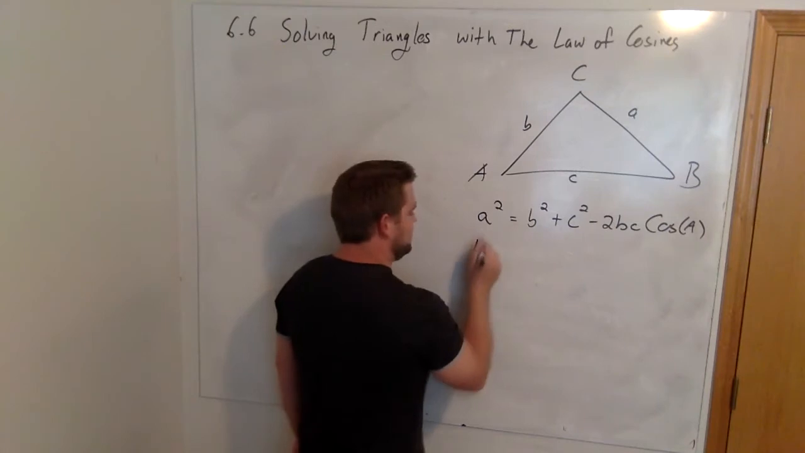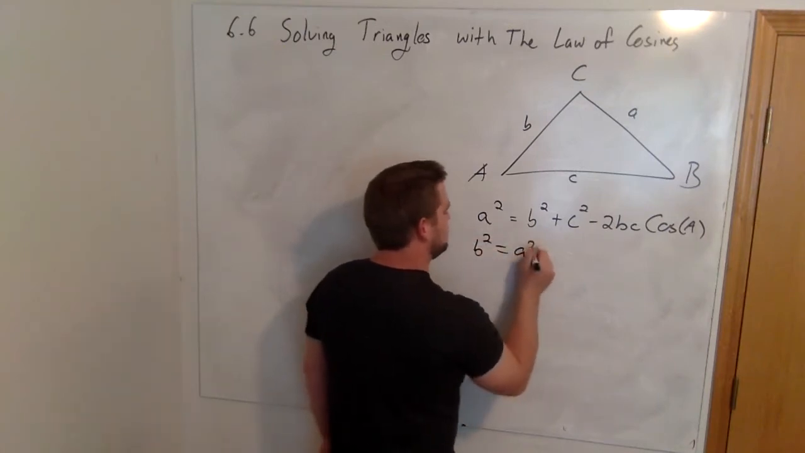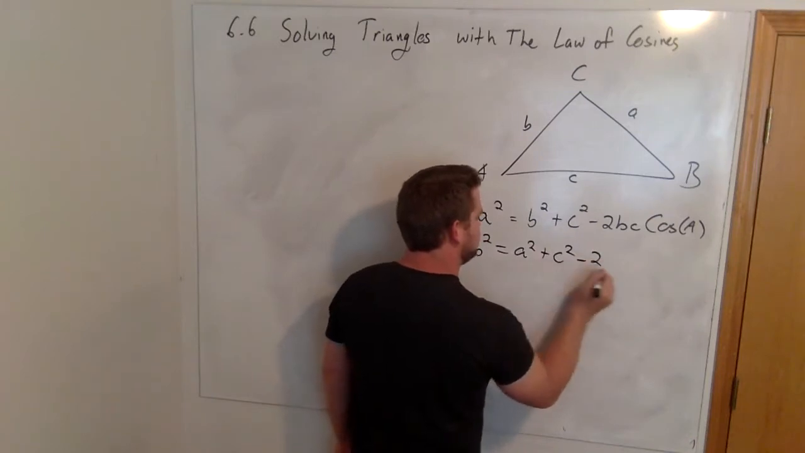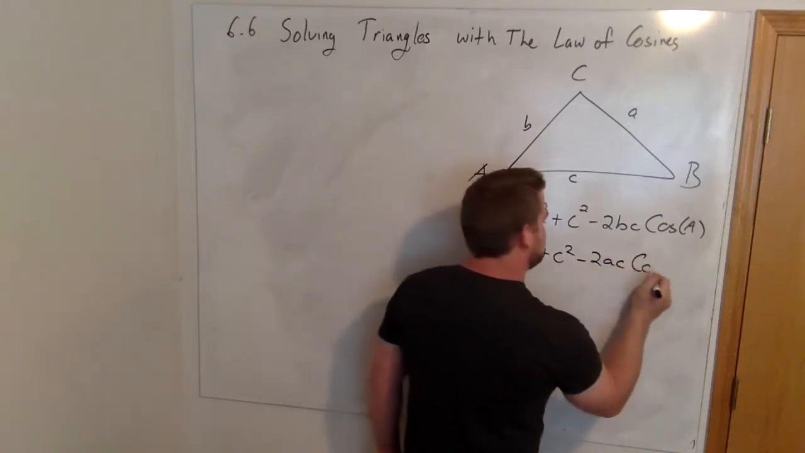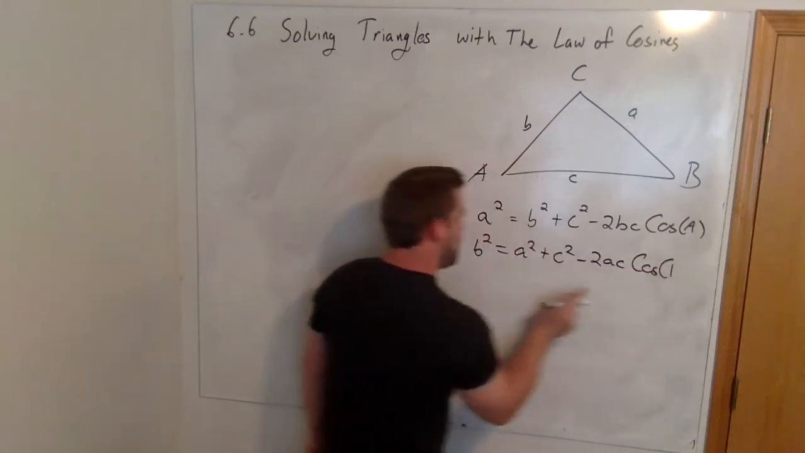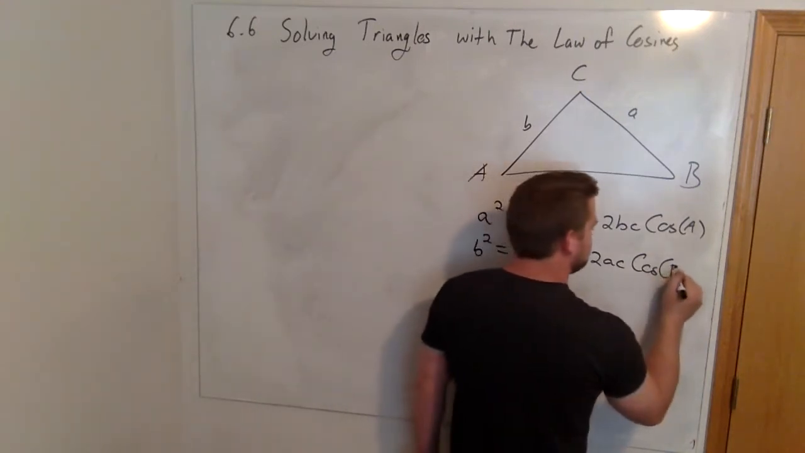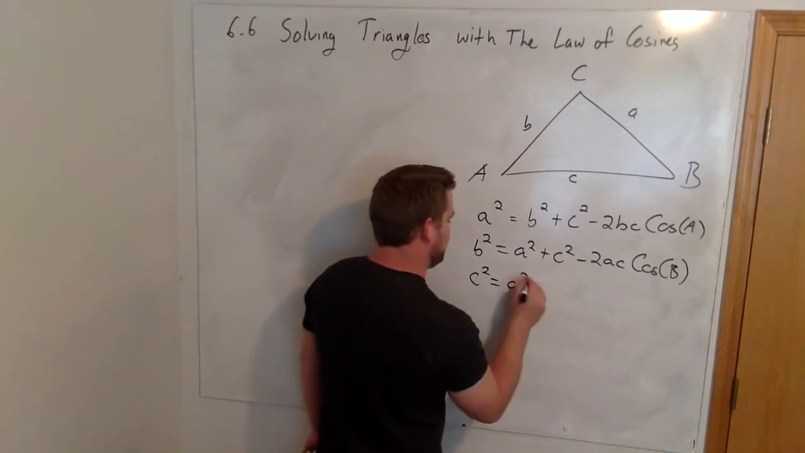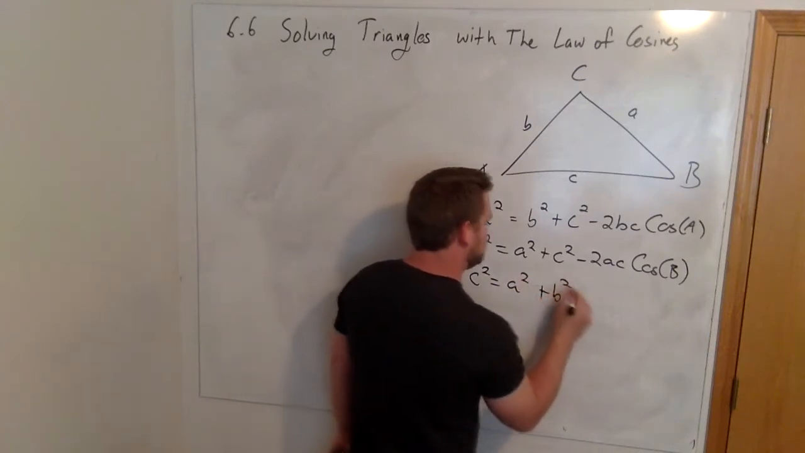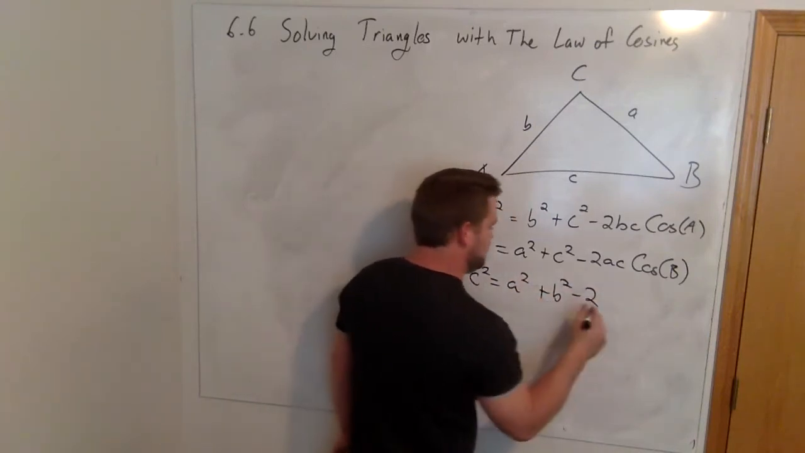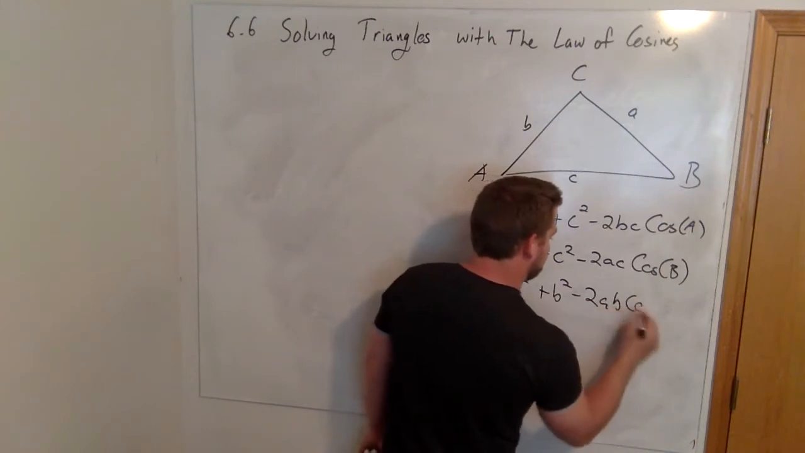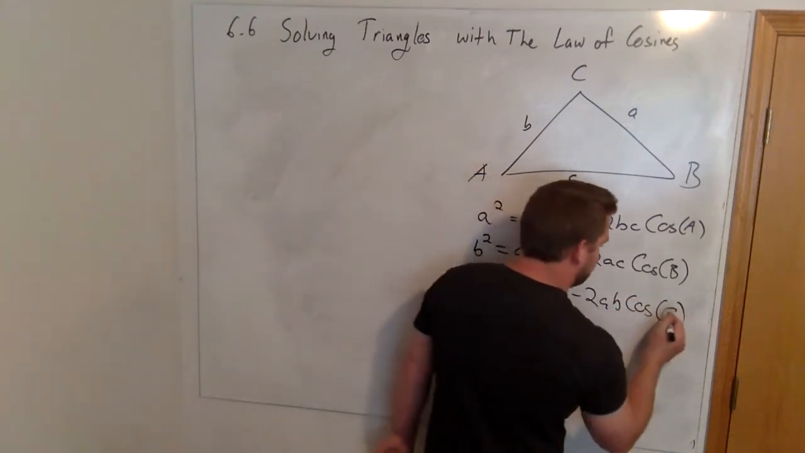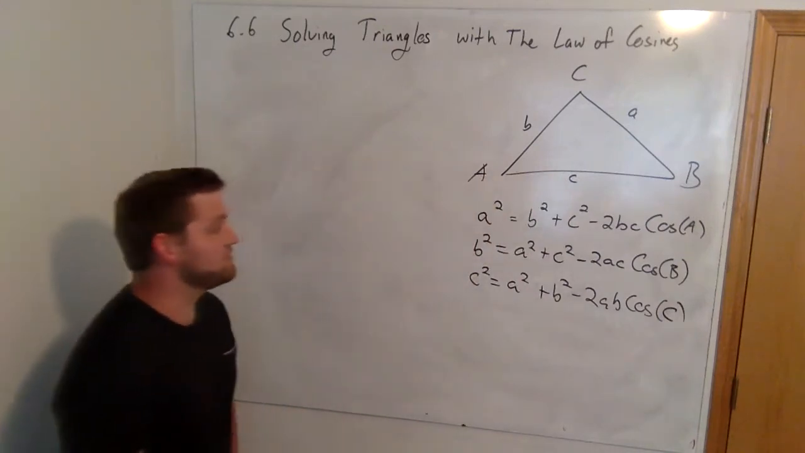Similarly, we would have that b squared would be equal to a squared plus c squared minus 2ac times the cosine of angle B. We'd also have that c squared will be equal to a squared plus b squared minus 2ab times the cosine of angle C. So there we have the law of cosines.